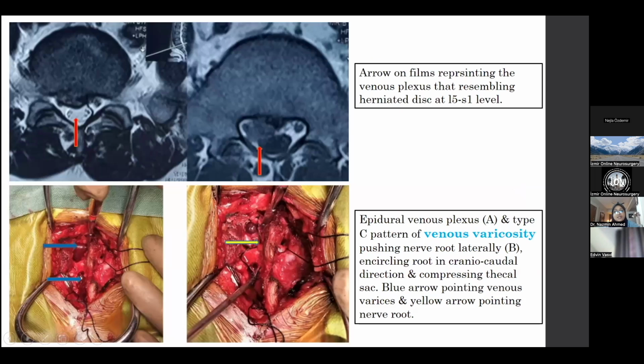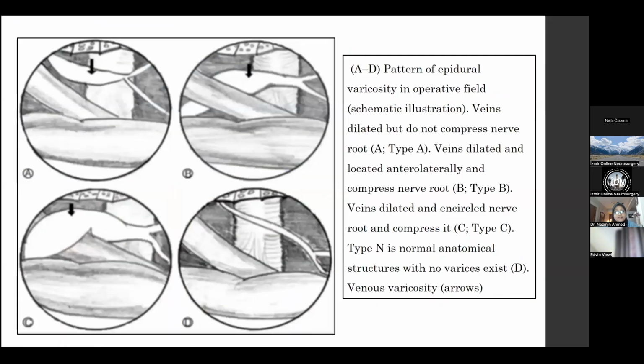In the operation, we detected a hugely dilated varicose vein. This is the varicose vein, and according to the classification, this is a type C epidural varicose vein. That is a dilated vein that totally encircles the nerve root, and we have already reported such cases. This is the schematic diagram we have drawn in our published cases, and our case falls in the type C category.